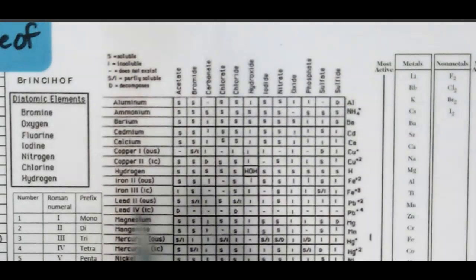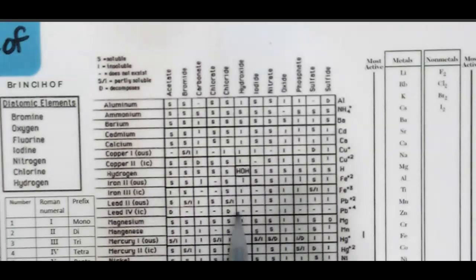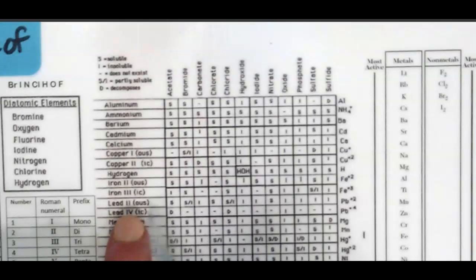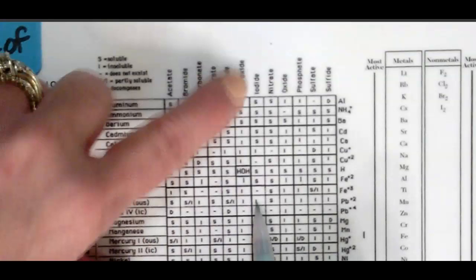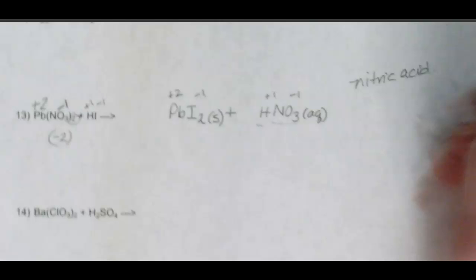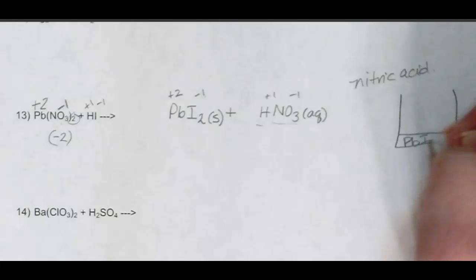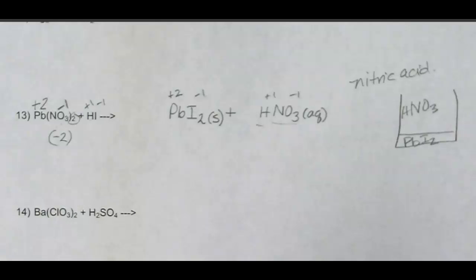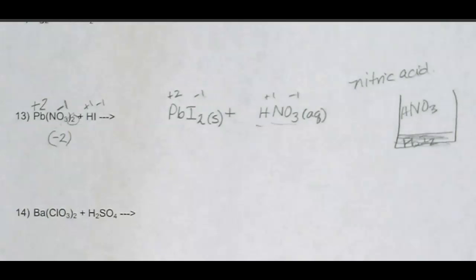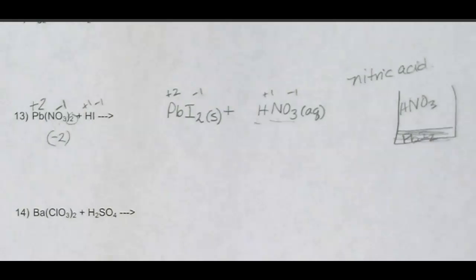So we have lead, and we figured out it was a lead 2 and iodine, or iodide, because that's what it would be named. It's insoluble. So that means that that's going to be our solid. So we are going to see, in this case, lead iodide is going to be down here, and our nitric acid up there. Okay, so this would be our precipitate. Okay, again, reminder that you are to finish 1 through 15 on this page.